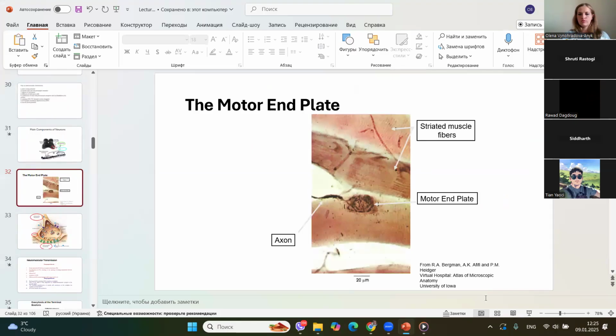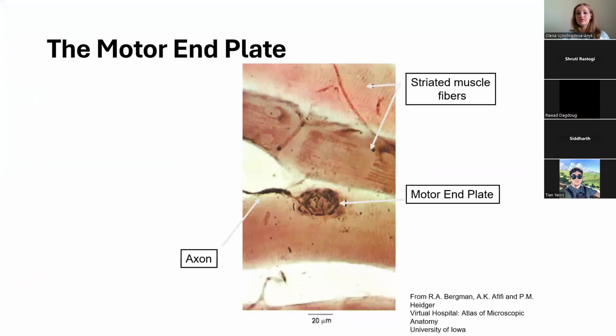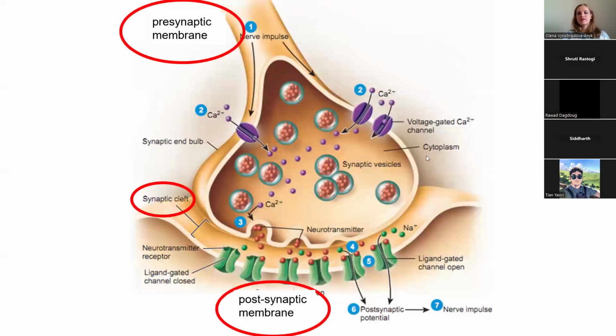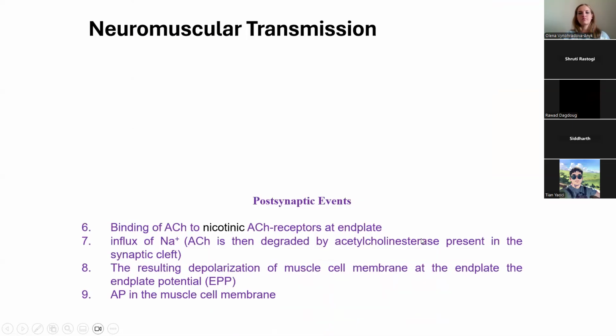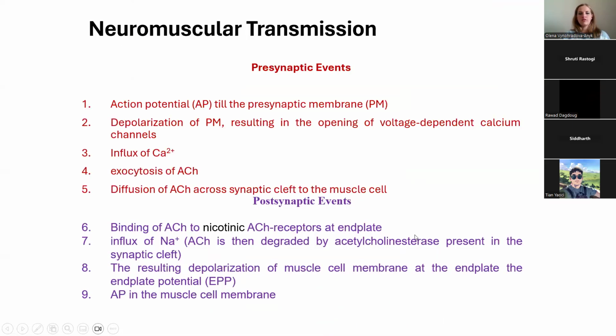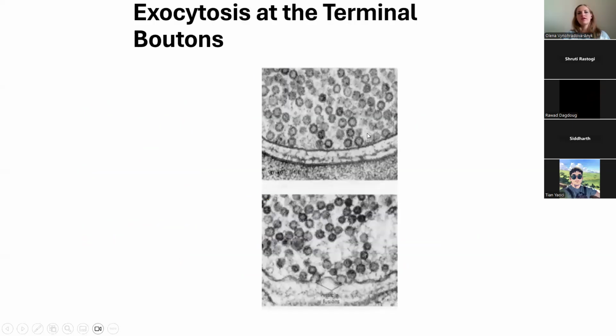I would like to show you a real synapse. This is a real motor end plate and muscle fibers under microscope. This is a consequence of how this process goes on, what we say for transferring signal. I will not repeat again. You see all steps here. All events of neuromuscular transmission. Again, what we just have been talking about.